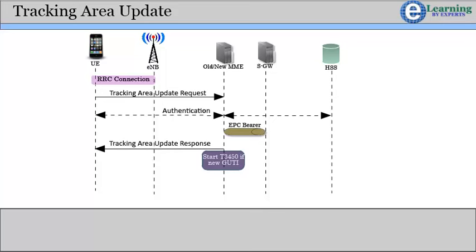If the UE is assigned a new GUTI, it must acknowledge with a tracking area update complete message before a timer, T3450, expires on the MME. Otherwise, the UE can release the RRC connection and return to RRC idle.